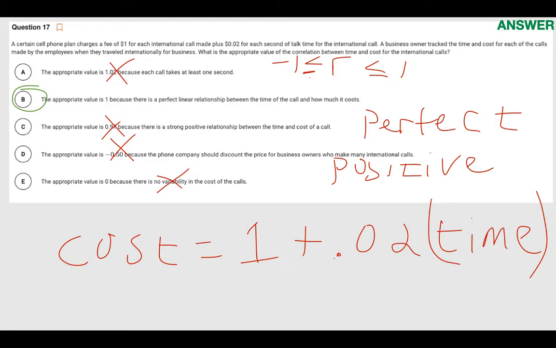Choice A is out because the correlation coefficient cannot be larger than 1. Choice C is out because it's a straight line, so 0.97 isn't good enough. D is out because the correlation is positive. As time increases, so does cost. And E is out because there is no variability, which makes correlation 1, not 0.